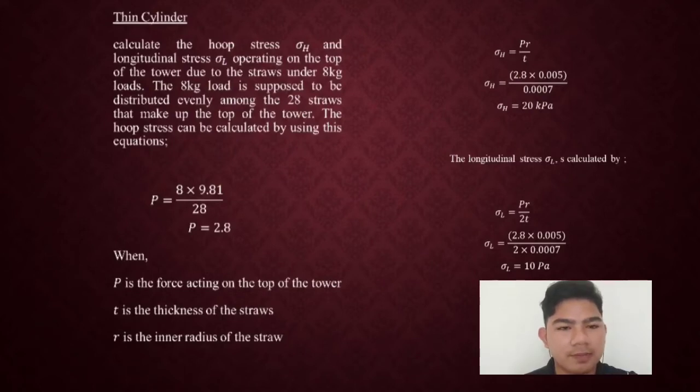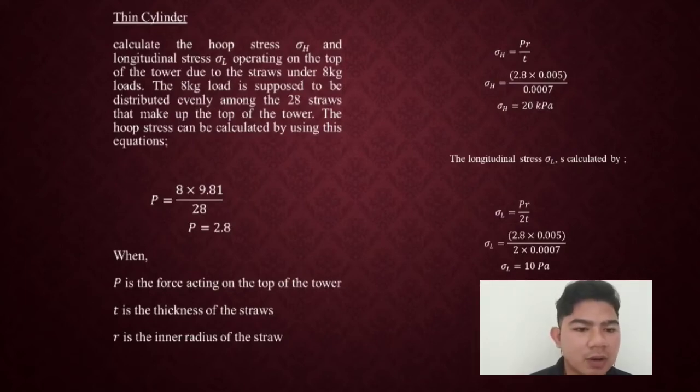After that we calculate the longitudinal stress. The formula is longitudinal stress equals PR over 2T. So we substitute the value of P is 2.8 times R, inner radius of straw 0.005 over 2 times the thickness value of straw 0.0007. So we got the value the longitudinal stress equals 10 Pascal.